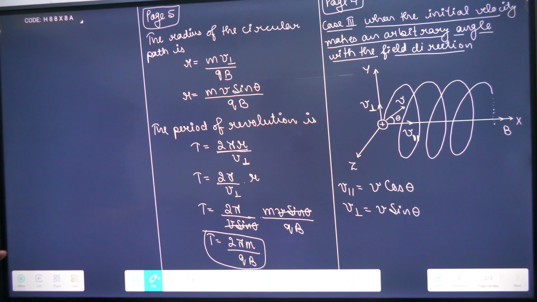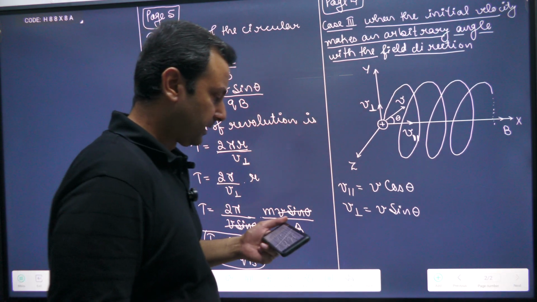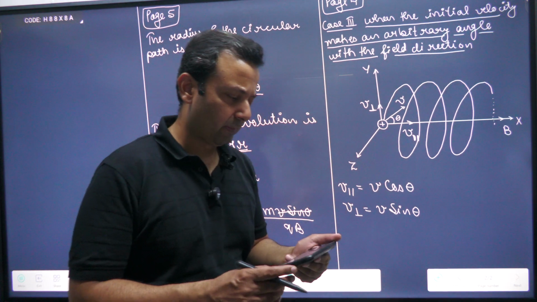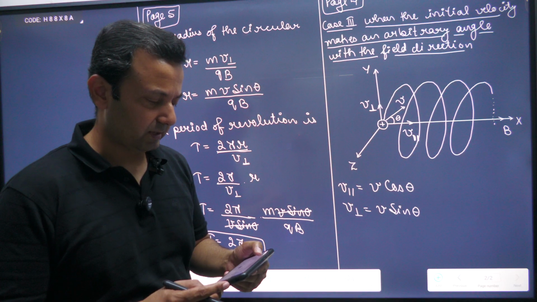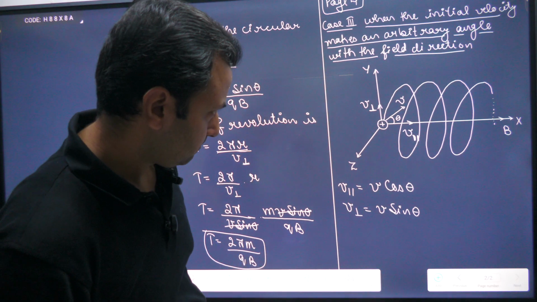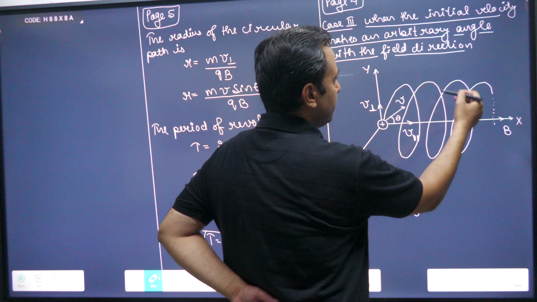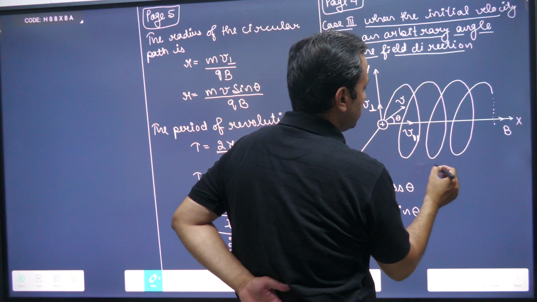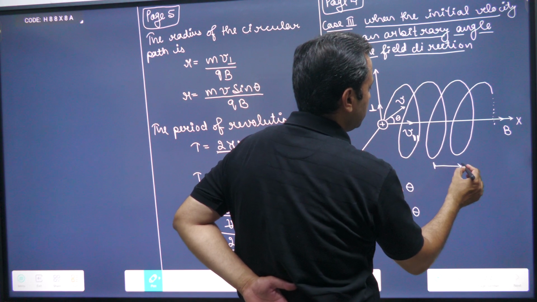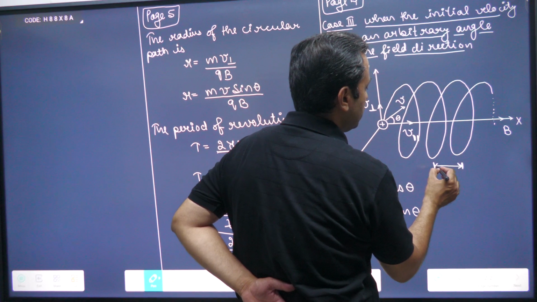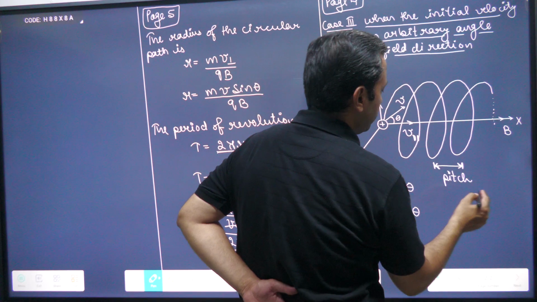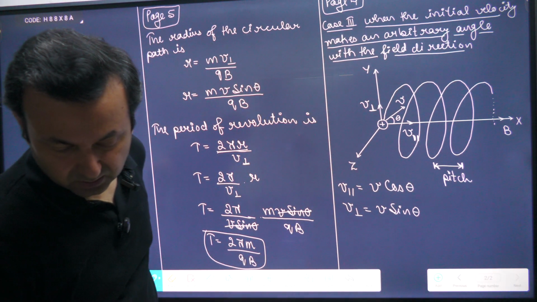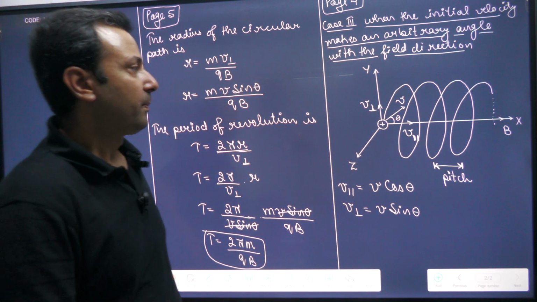The linear distance traveled by the charged particle in the direction of the magnetic field during its period of revolution is called the pitch of the helical path. So the horizontal distance between one loop and another loop is called pitch. Pitch, P-I-T-C-H. Now what is pitch?